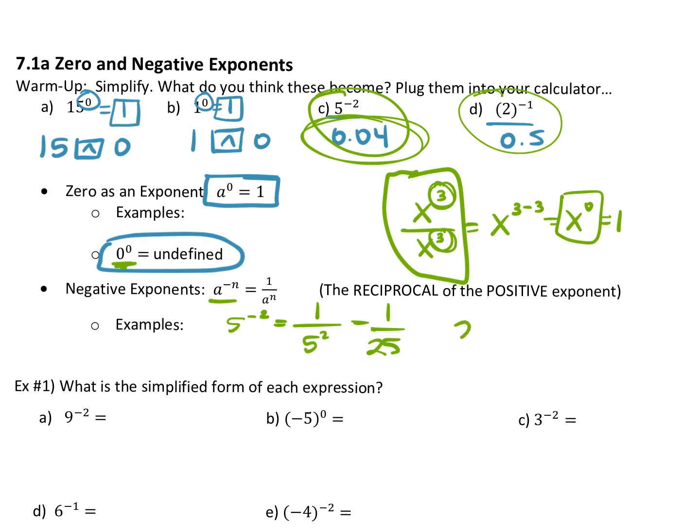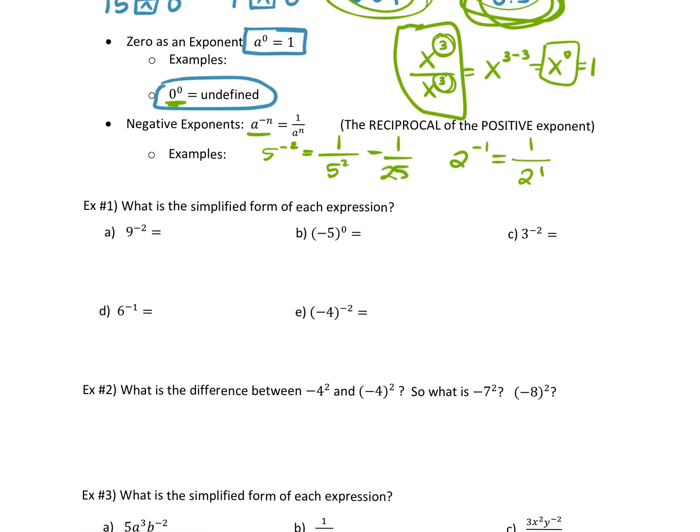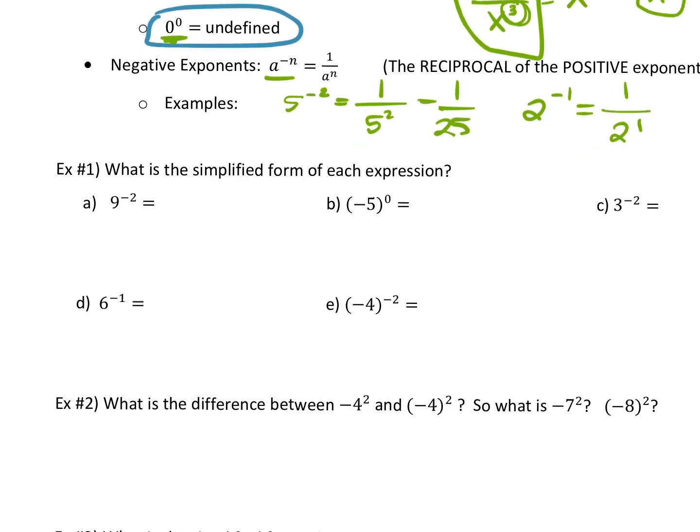So if I take 2 to the negative 1st power, and I want to rewrite that without a negative exponent, how would I write it? 2 to the positive 1st power, right? So the flipping takes away the negative. 1 over 2 to the 1st is 1 over 2, which is 1/2, which is what we got when we plugged that into our calculator. 0.5 is 1/2. So those are the properties we're going to be looking at right now. So look at this first example.